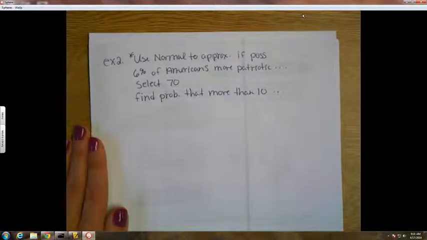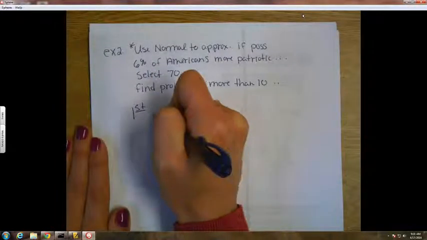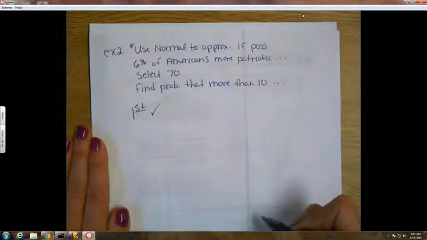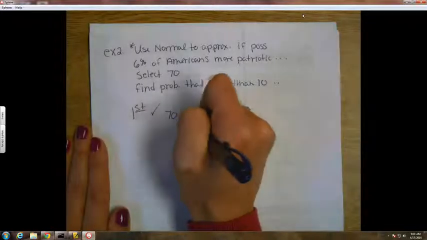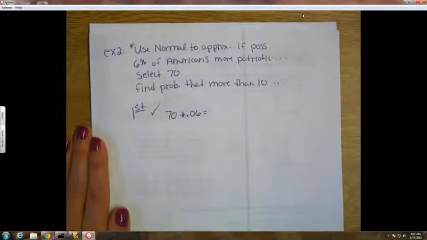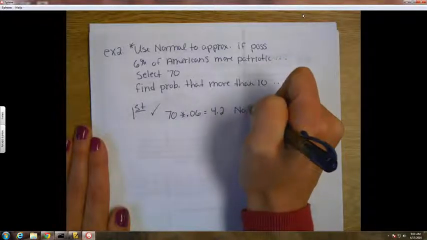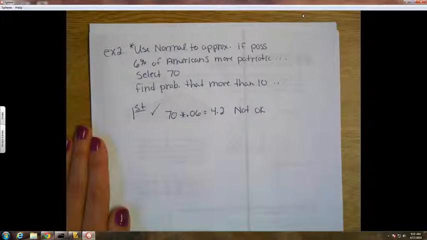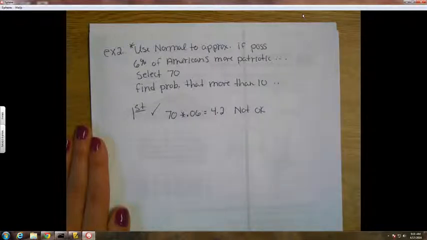Are you ready? Okay, first step is what? The check. Check to see if the sample size is big enough to make this a normal distribution. What do I do to check it? 70 times 0.06 is 4.2. Is that okay? No, not okay. We're not going to go on with the normal, but the directions said if you can't do it with the normal, then do it with the binomial stuff. So, stopping there, going back to binomial stuff.